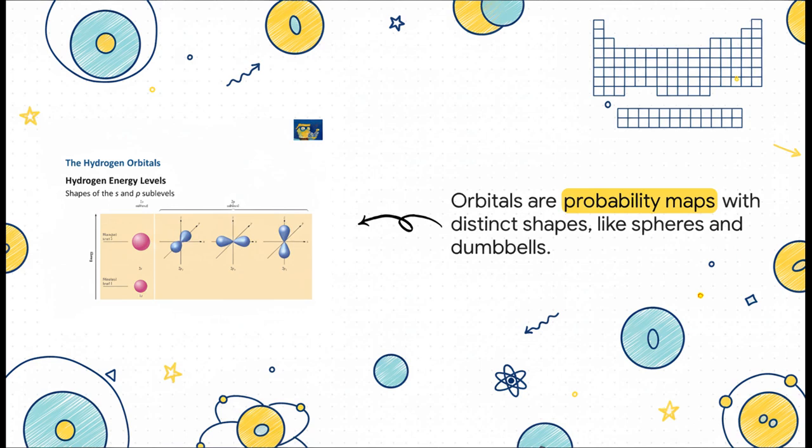Now hold on, don't picture these houses as neat little paths, like planets orbiting the sun. It's not like that at all. An orbital is actually a region of probability. It's a fuzzy cloud that shows where the electron is most likely to be at any given moment. And these clouds have these really cool, distinct shapes. S orbitals are simple spheres, while P orbitals look kind of like dumbbells.